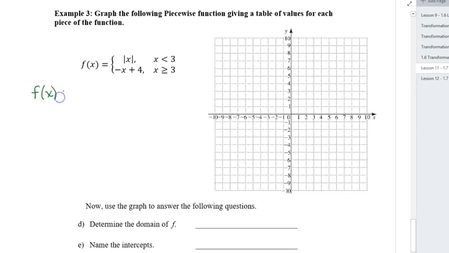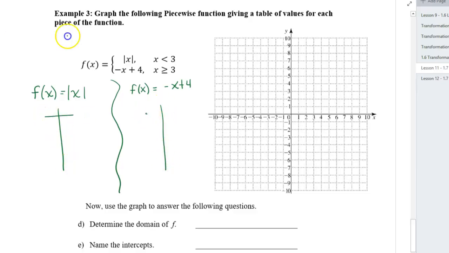The first one is for the function the absolute value of x, and the second one will be for the second function, negative x plus 4. Remember that the if statements up here are the rules for what you can plug into the table. So for this table, x has got to be less than 3, and for this table, x would be greater than or equal to 3.